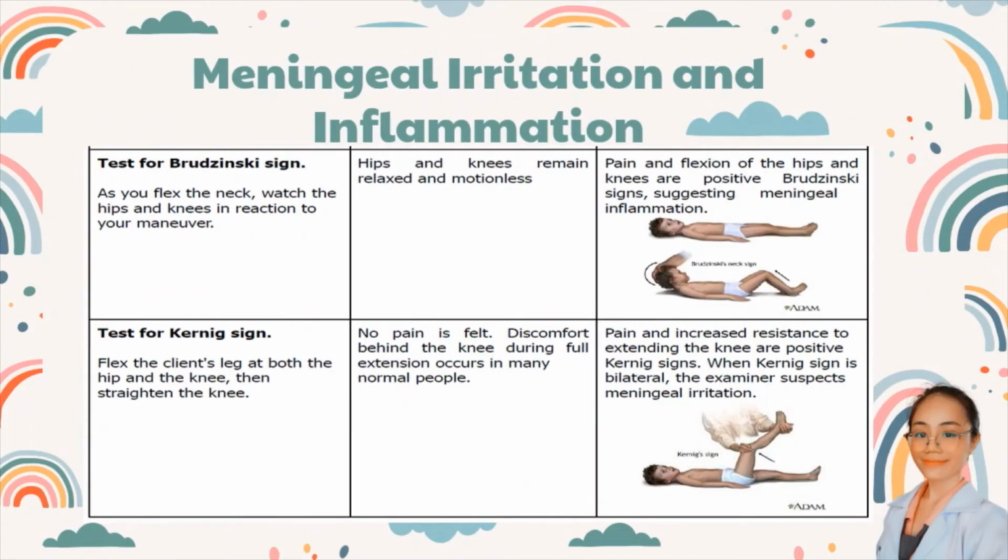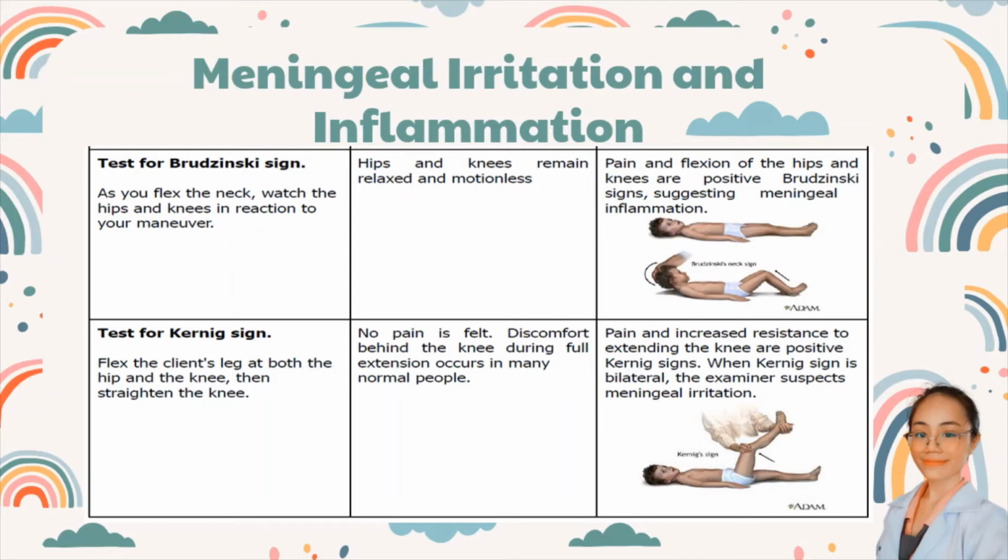Next is the test for the Brudzinski sign. As you flex the neck, watch the hips and knees in reaction to your maneuver. The normal finding would be that the hips and the knees would remain relaxed and motionless. As for the abnormal finding, there is pain and flexion of the hips and knees as a positive sign of Brudzinski, suggesting there is meningeal inflammation.